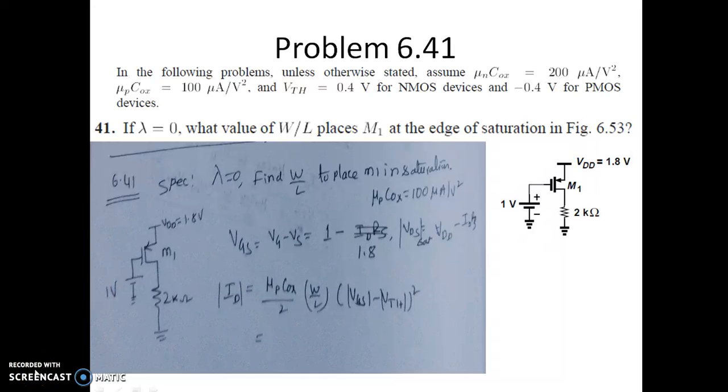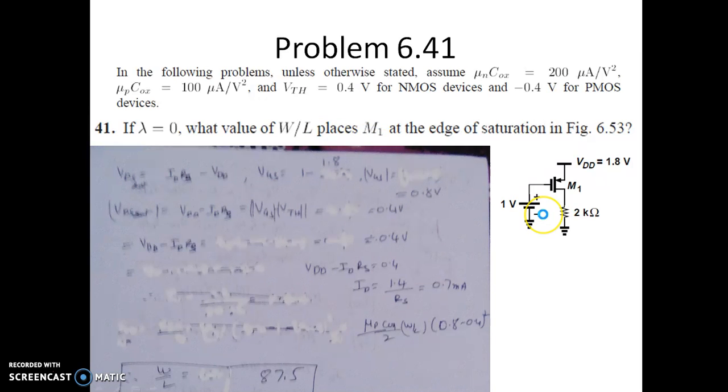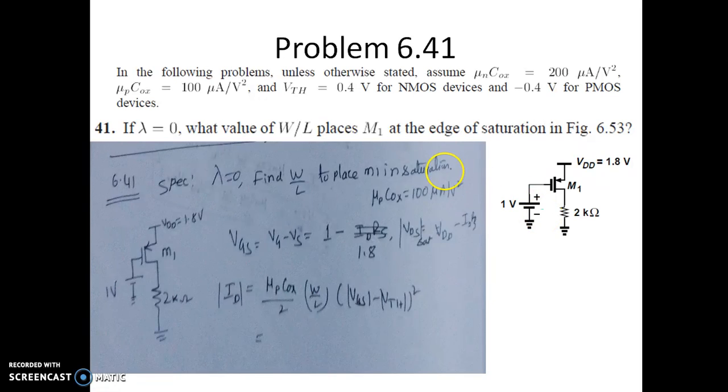Okay, let us continue with the chapter 6 solutions of Razavi textbook. So in problem number 6.41, it is given that if lambda is equal to 0, what is the value of W by L to place M1 at the edge of saturation in this particular figure. This is figure 6.53 that we are looking at. So we are asked to find what is the W by L to keep the MOSFET in saturation condition.